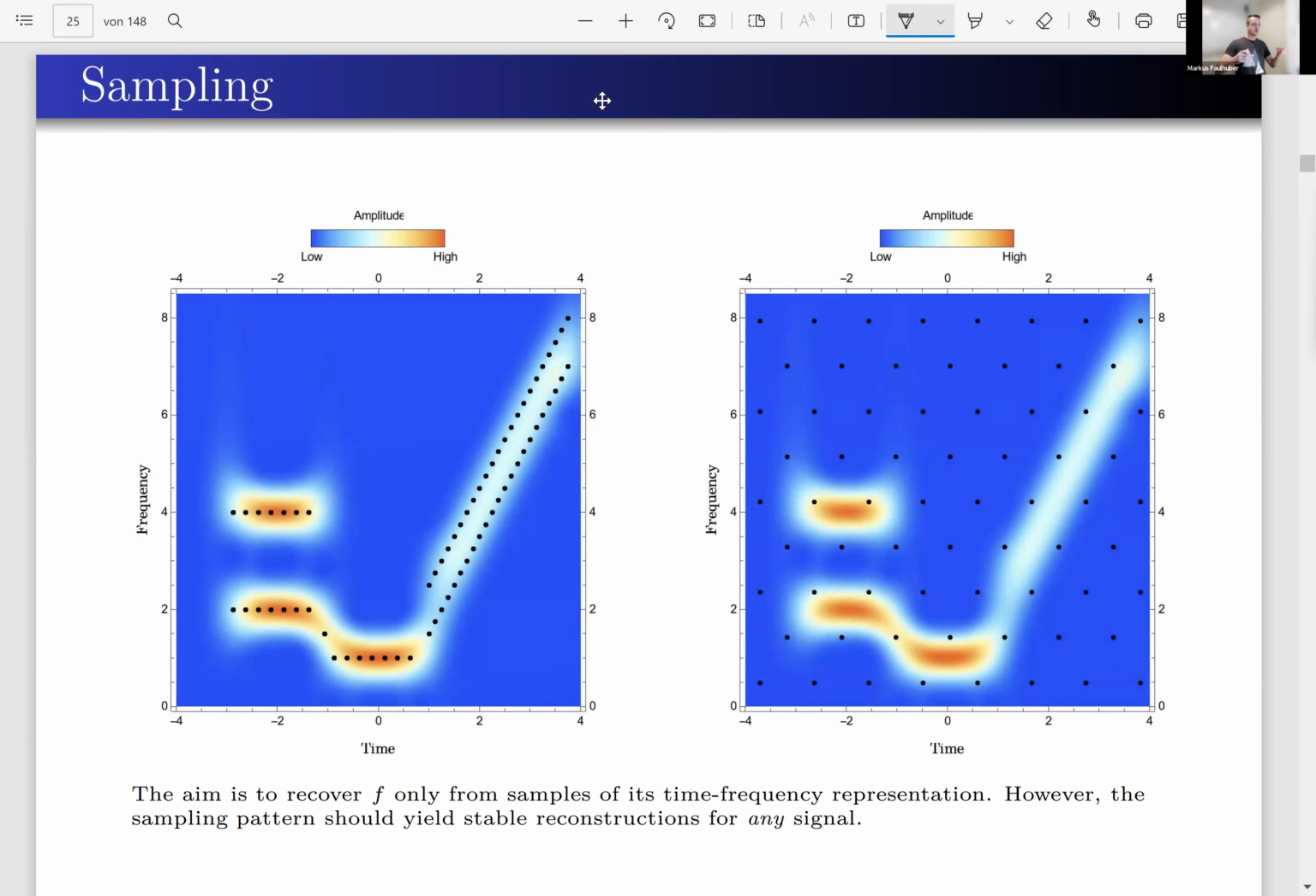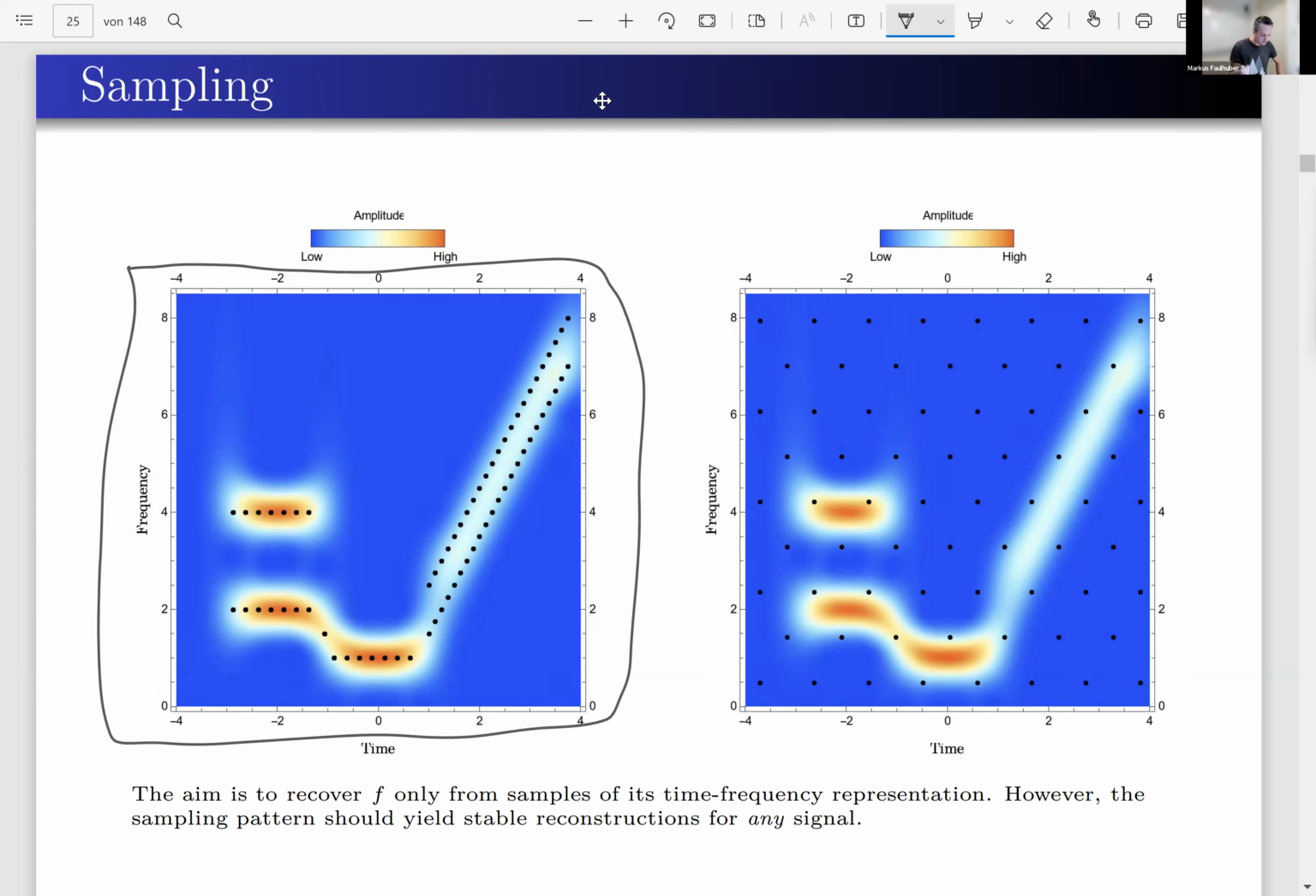And we started with sampling and we want to end with sampling. And so the question is, we don't want to use the whole information that we compute from this short-time Fourier transform. We only want to know the function in this time-frequency representation on a discrete set. And I mean, okay, if I already know the picture, then I would probably use a sampling pattern like on this left-hand side, because then I clearly cover all the important information.